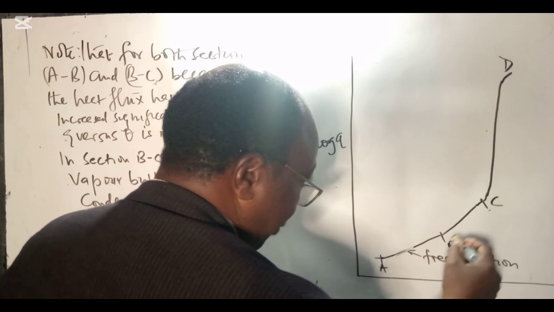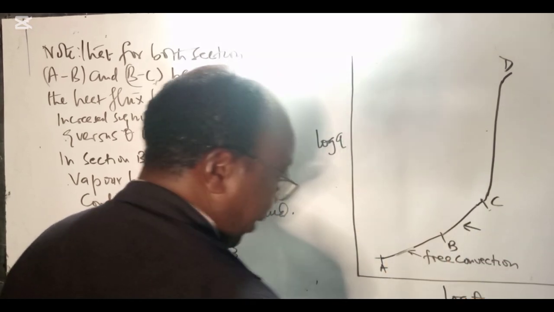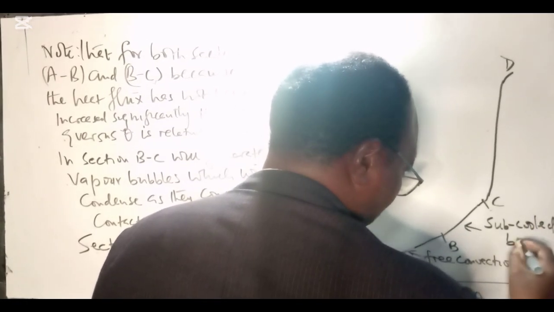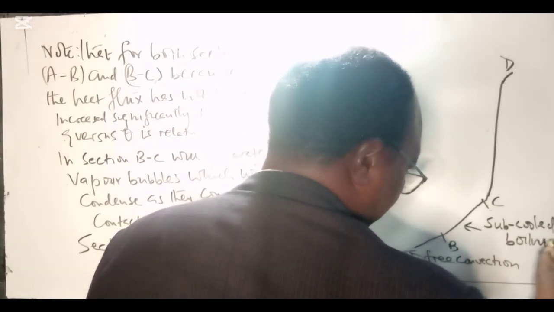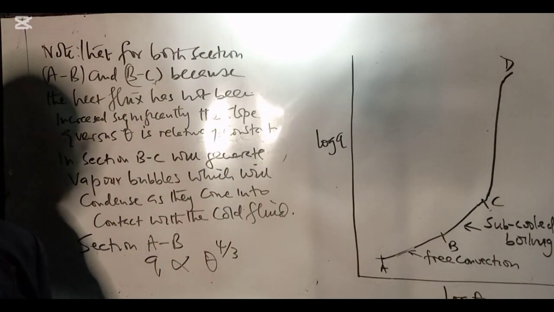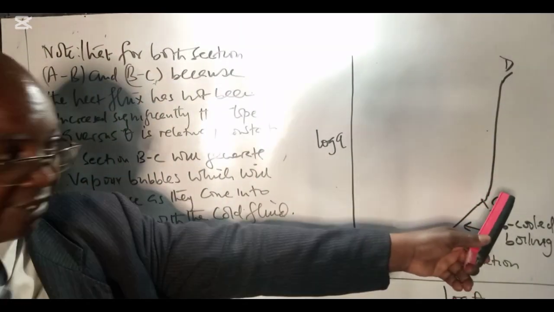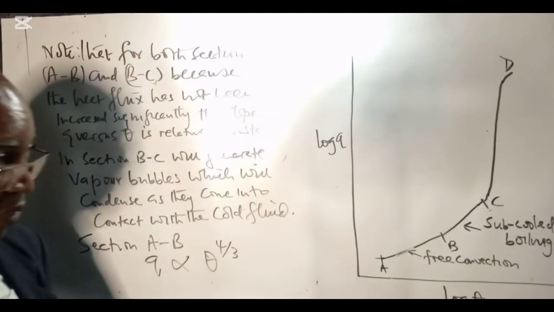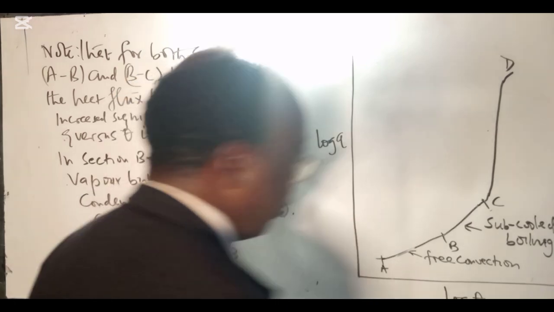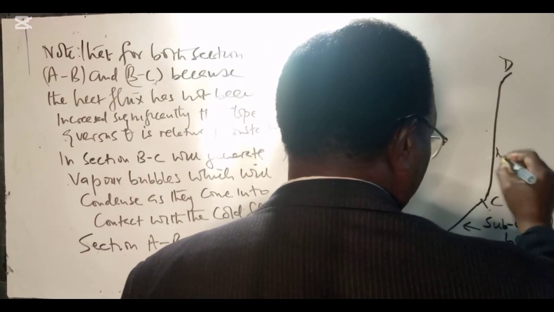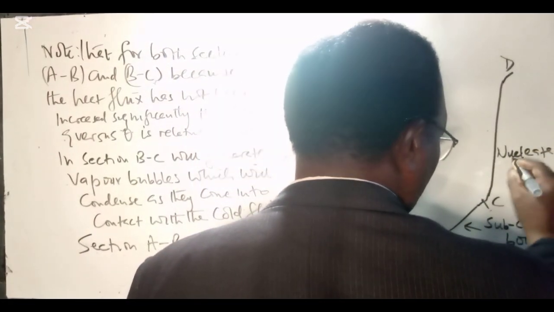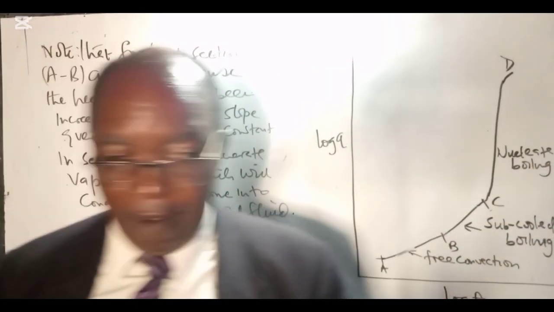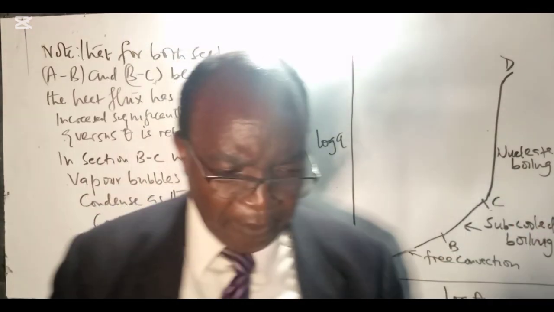Now, this portion BC, we refer to as the subcooled boiling region. So as we now increase the heat flux, you will see a significant change in the slope, in what we call nucleate boiling. And so you'll be generating more vapor bubbles, moving up and forth.